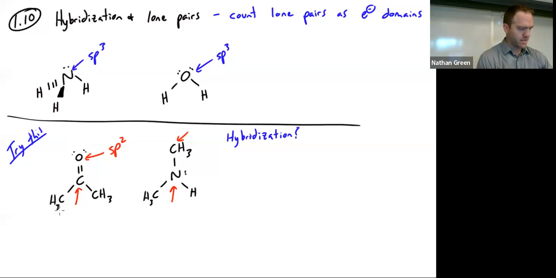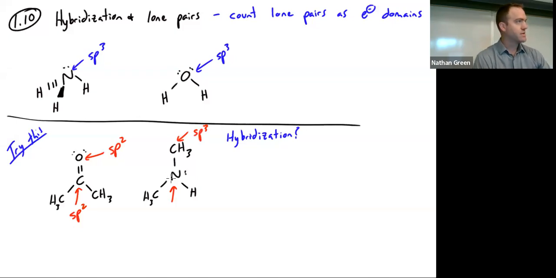And then down here, you said that this was also sp2. Same reason: 1, 2, 3 electron domains surrounding that carbon, sp2 hybridized. Somebody else over here? sp3 for both of them. Yeah, so I didn't draw these out for you, but you know there are 3 bonds to these hydrogens, right? So carbon has 1, 2, 3 on the hydrogen, 4 down here, so sp3.